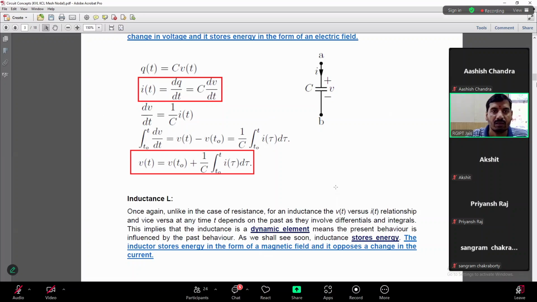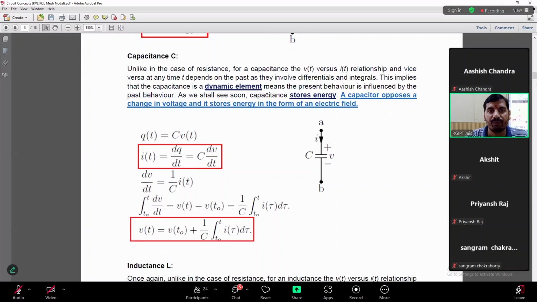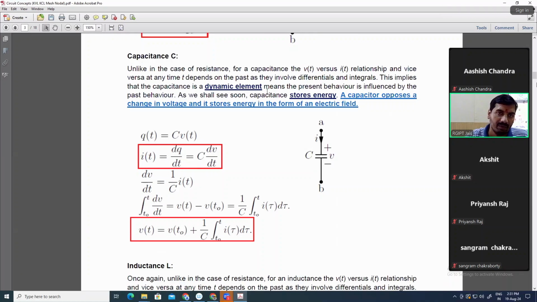The capacitor is a dynamic element, where dynamic means the voltage across the capacitor will change with time, and it stores energy. It stores energy in the form of electric field. Also, the capacitor opposes the change in voltage across it. So that you should remember.